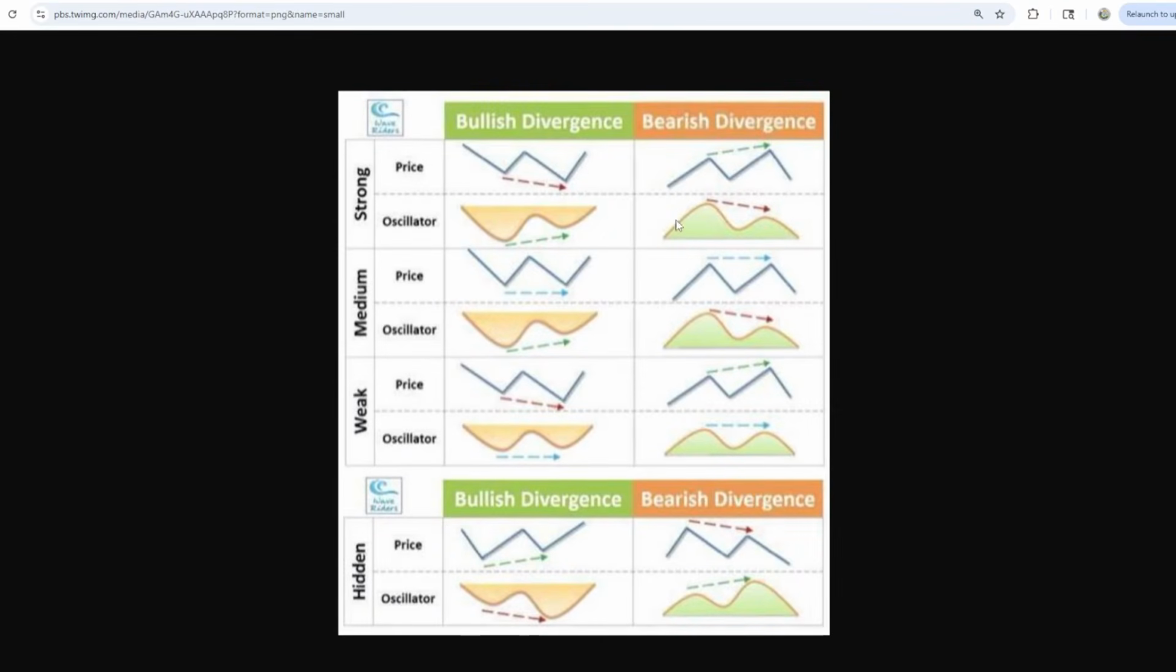Most important to remember is we're drawing divergence on candle body to candle body. And we are comparing highs to highs, lows to lows. We're not comparing highs to lows. And generally speaking, you want to use the RSI for hidden rather than regular divergence. There's some debate on that, but that would be my recommendation. Here you have it, regular divergence.